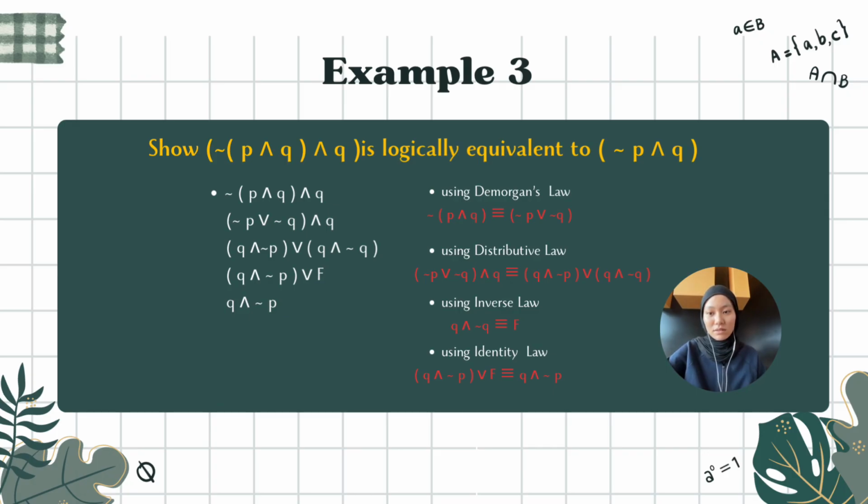So we will get (Q and not P) or (Q and not Q). Q and not Q is logically equivalent to false, where the inverse law is used. Then we will get (Q and not P) or false. In this equation, we can use identity law, where (Q and not P) or false is logically equivalent to Q and not P. So the answer we'll get is Q and not P. So that means not (P and Q) is logically equivalent to not P and Q.